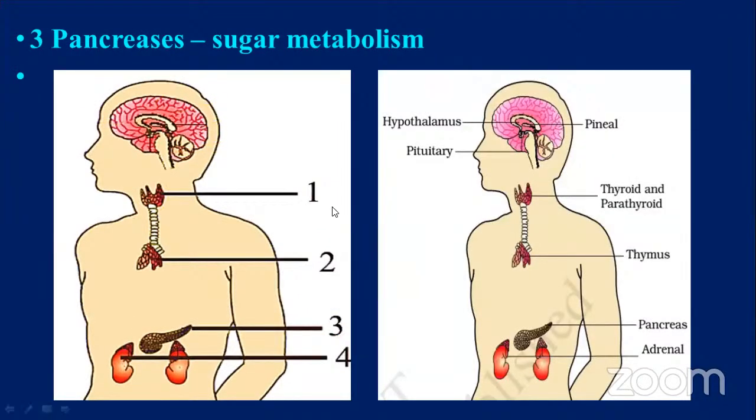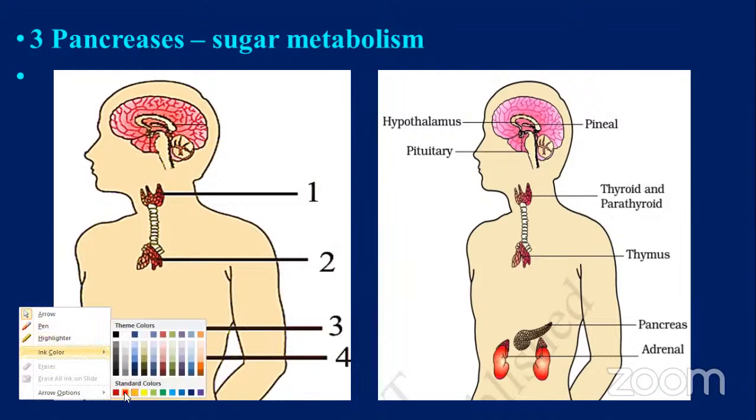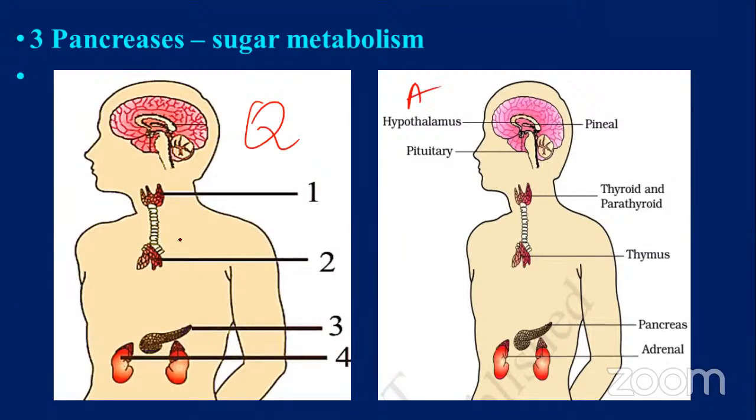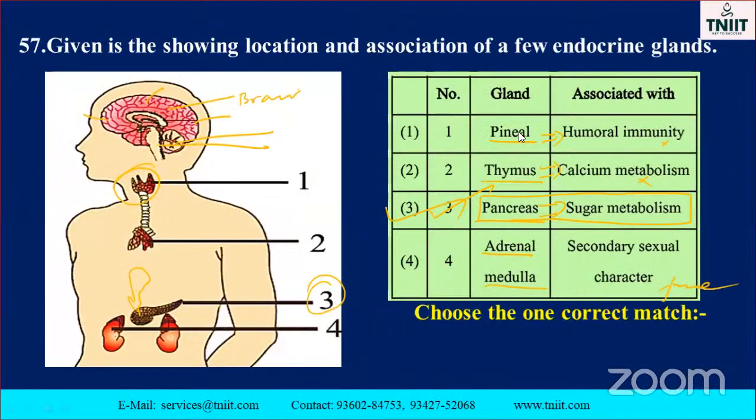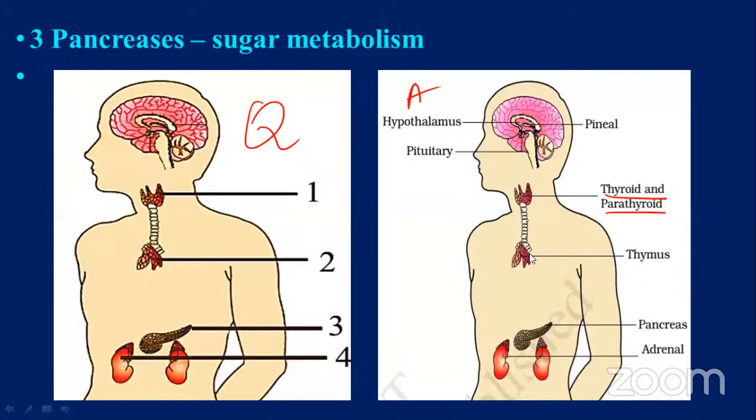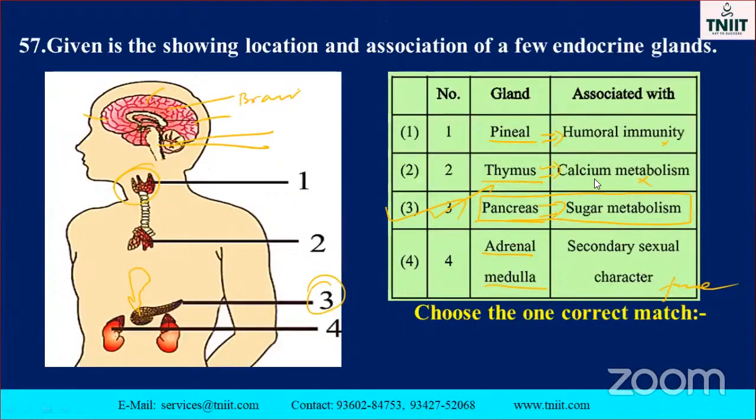See the structures. This one is the question diagram, and this one is the answer part. The first one is the thyroid and parathyroid gland. The question they have given is the pineal gland. And the second one is the thymus gland. It is not involved in calcium metabolism; it is only used for T lymphocyte production.